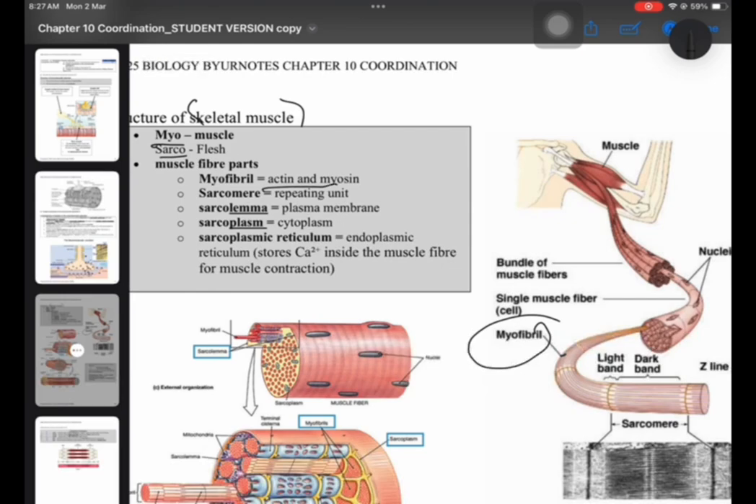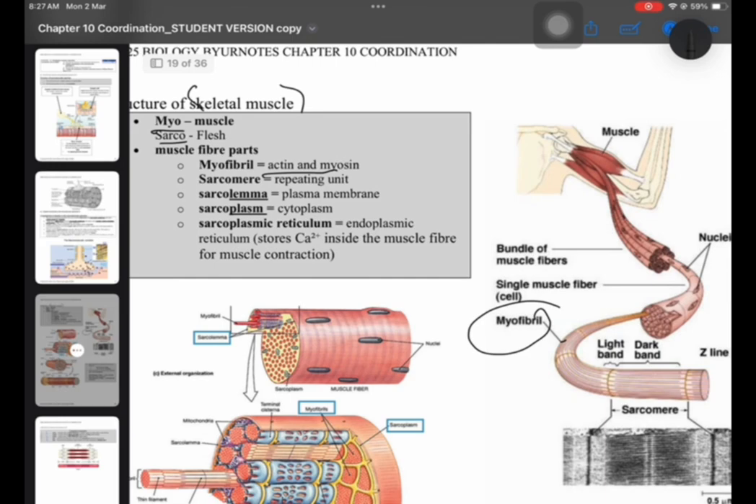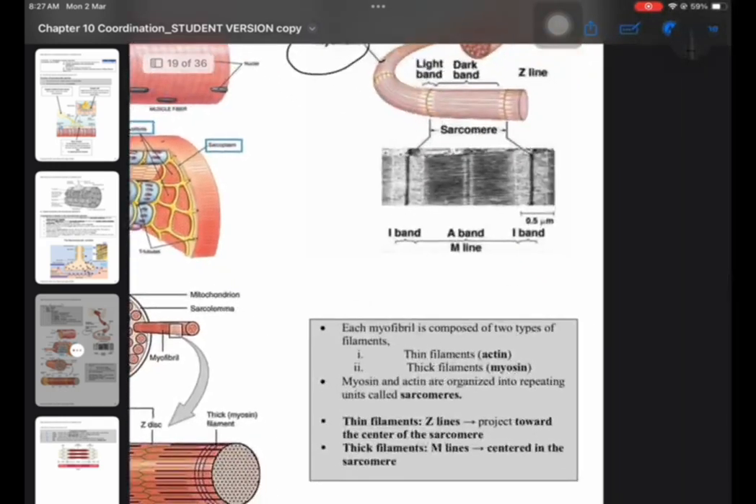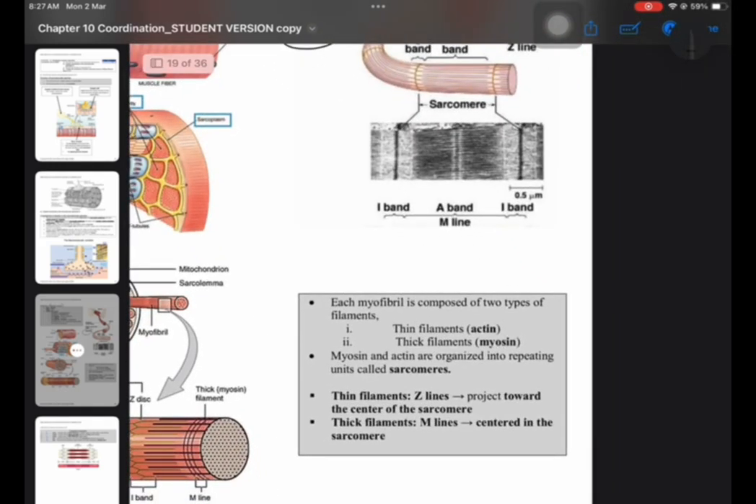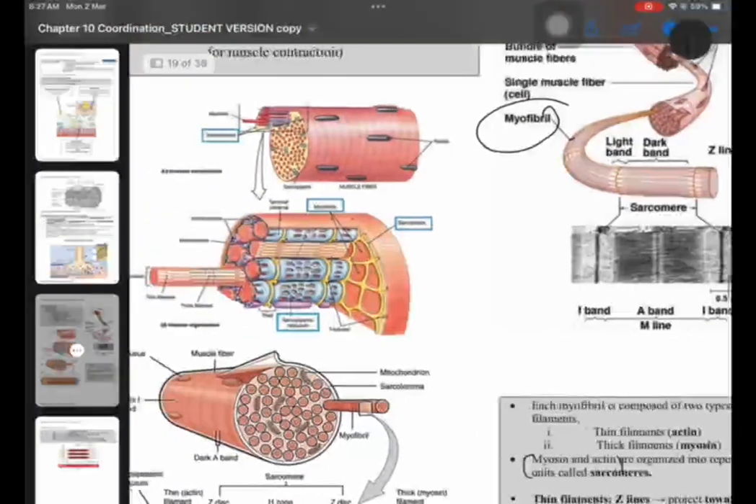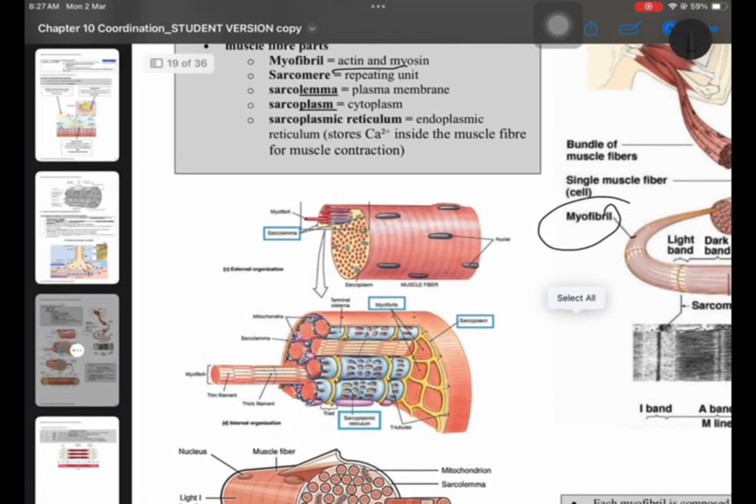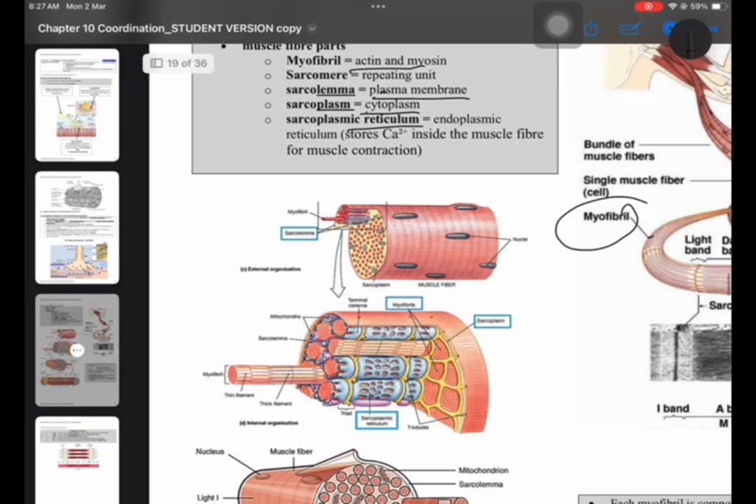And then secondly we have the sarcomere. It is a repeating unit of myosin and actin. And then we have the sarcolemma, a plasma membrane, the sarcoplasm, a cytoplasm, and the sarcoplasmic reticulum. It is an endoplasmic reticulum that stores the calcium ion inside the muscle fiber for muscle contraction.